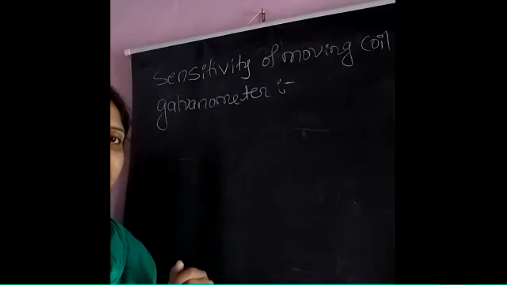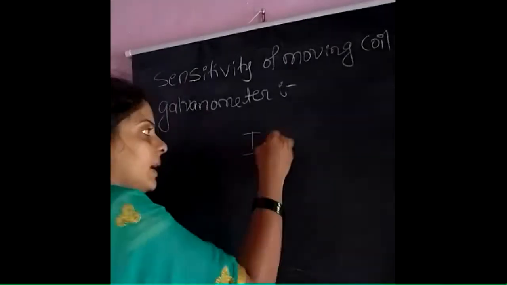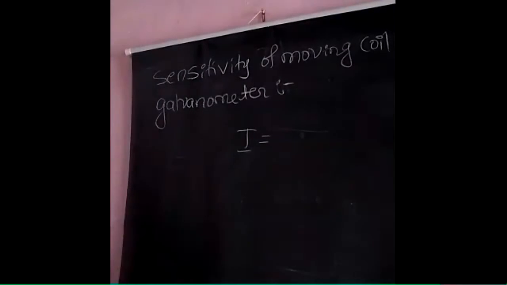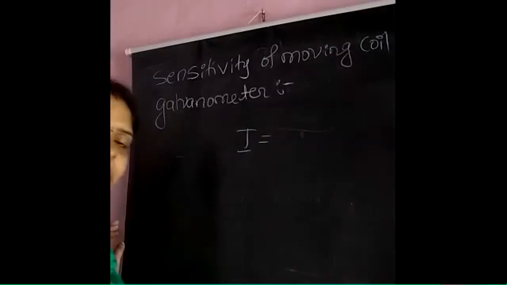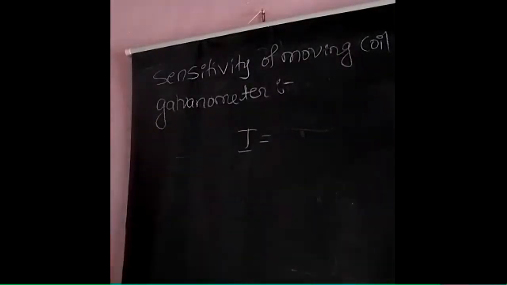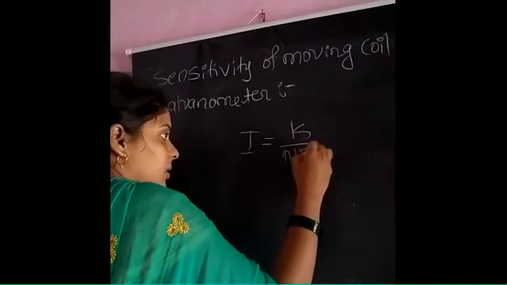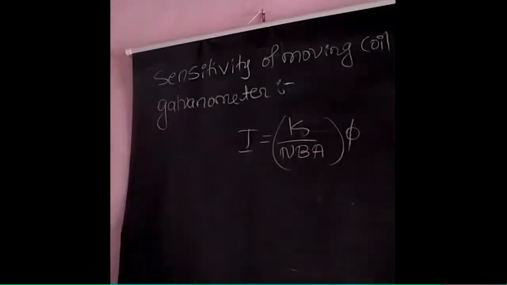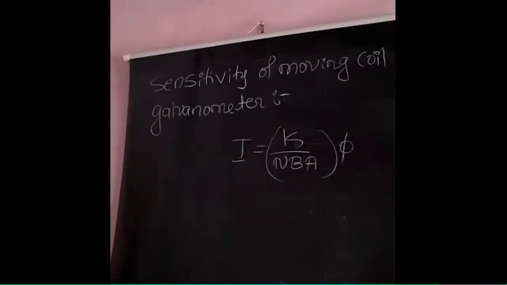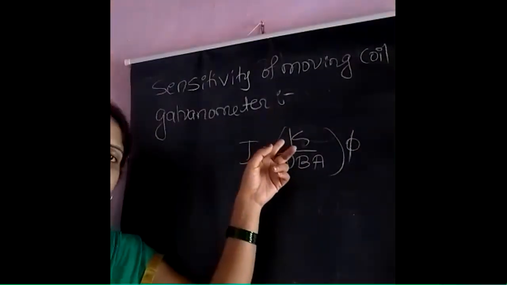I hope you remember the construction part. And last, we have seen the expression for the moving coil galvanometer, which is given by I is equal to K divided by N B A into phi. This is the expression for current in a moving coil galvanometer, where K is called the torsional constant.